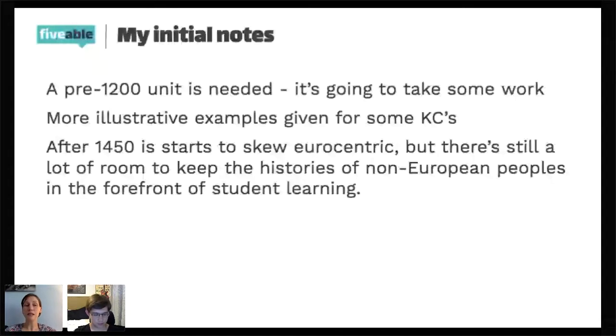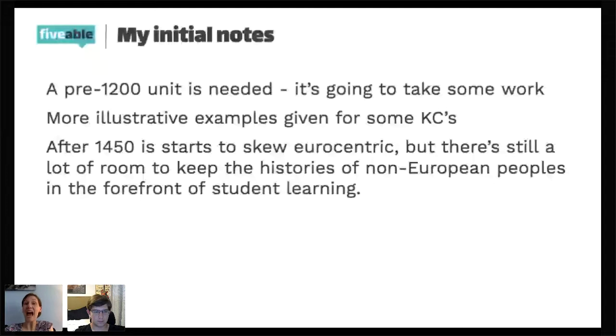So some positives in the CED. There are more illustrative examples given for some of the key concepts. And there's been a lot of talk in some of the teacher groups that I'm a part of about the emphasis in some of the earlier units on Southeast Asia in a big way, which I'm not really strong in, so I'm really excited to be called out in this new CED and really challenged to make sure I'm teaching that content better than I have been.